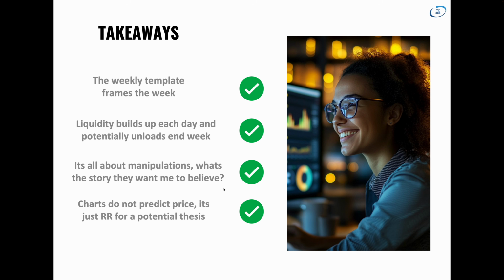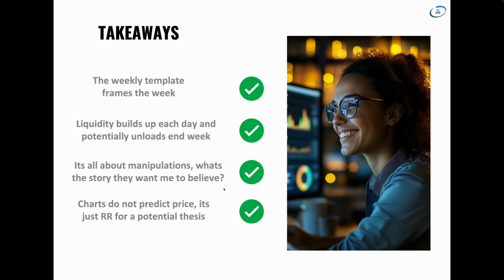There is liquidity building up at the beginning of the week. There is not much information, liquidity and story there. And then each day you get more information. There's more liquidity on the chart, and until the end of the week into the backside, it potentially unloads and takes out all the liquidity of the chart. And this is the large moves we're looking for.